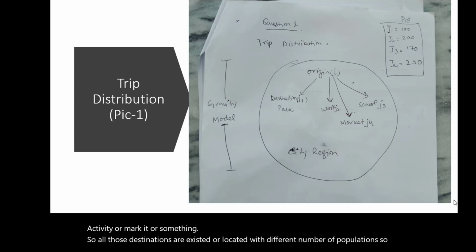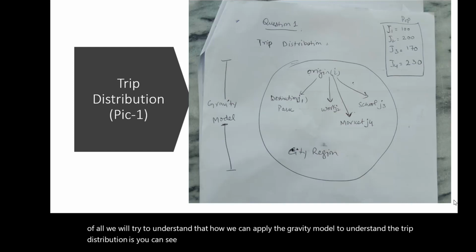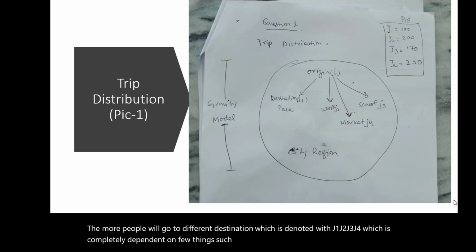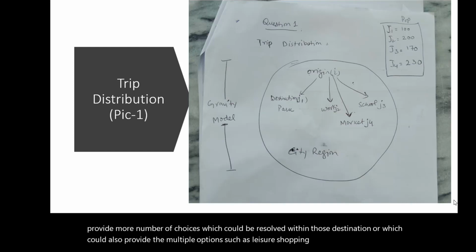So now, first of all, we will try to understand how we can apply the gravity model to understand the trip distribution. As you can see here at your left side, we have the gravity model. So now we would like to identify, in very simple words, from origin I how many people will go to the different destinations, denoted with J1, J2, J3, J4, which is completely dependent on a few things, such as what? Such as if it provides more jobs, if it provides more choices which could be resolved within those destinations, or which could also provide multiple options such as leisure, shopping, health, education, medical facilities, etc.